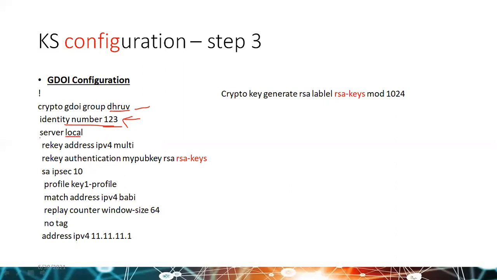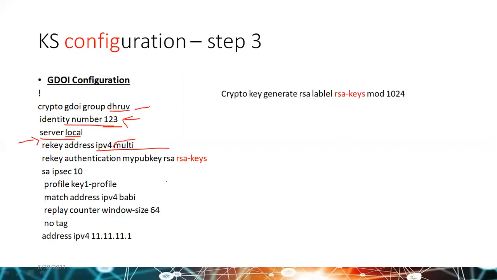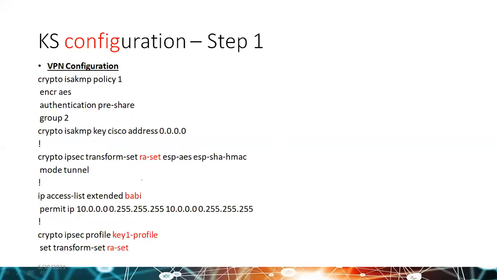Server local. I think if you are aware of how GET VPN is configured using unicast mode, you might be aware of most of the options in this configuration. Over here, I've specified that I will be using this address range, multi, which was nothing but the ACL, and the RSA keys, which will be used for our encryption. And the IPsec VPN profile, where we have called out the IKE profile, which we created in our first step.